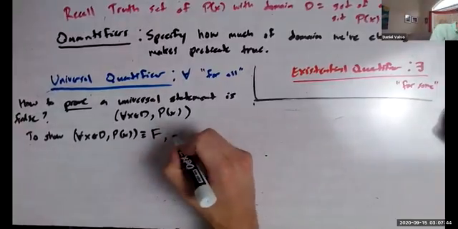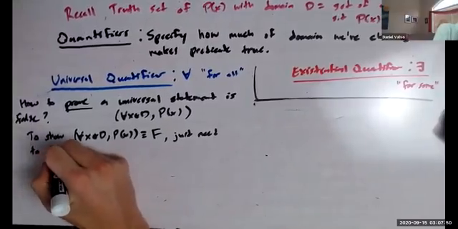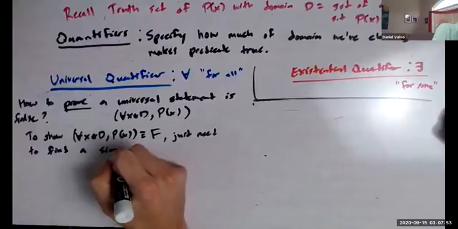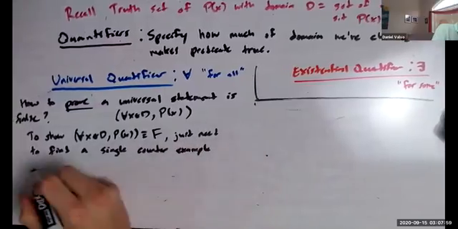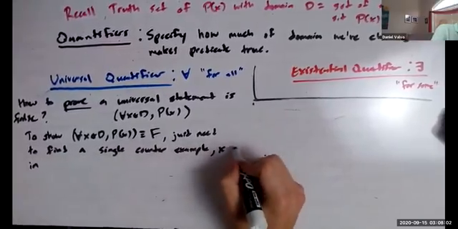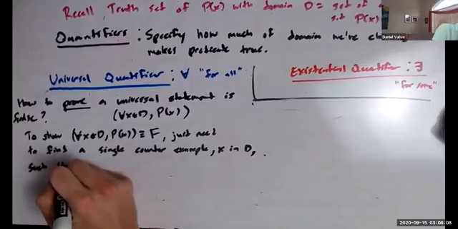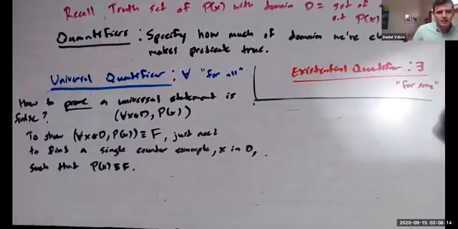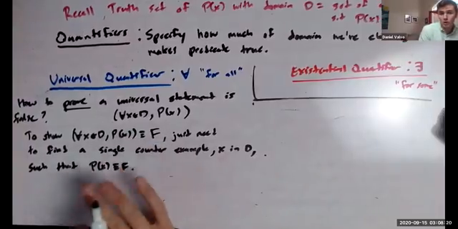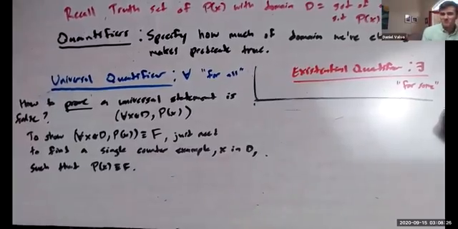So to show it's false, you just need to find a single counterexample, I'll call it x in D, such that P of x is false. If we find a single x in D such that P of x is false, then you're going to show the whole quantifier, or the whole universal statement, is not true. It makes sense.